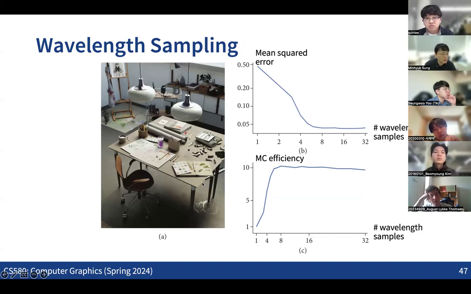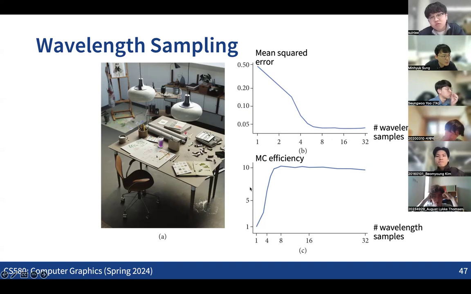Obviously, as you have more samples over the wavelengths, we can see more realistic and more accurate outputs, as you can see in these cases. But as we have more samples, at some point it does not really improve the accuracy. In this specific example, if we have more than 8 wavelength samples, the difference is quite marginal. So depending on the complexity of the scene, the lighting, and many other things, we can choose the number of wavelength samples to get the final outputs.